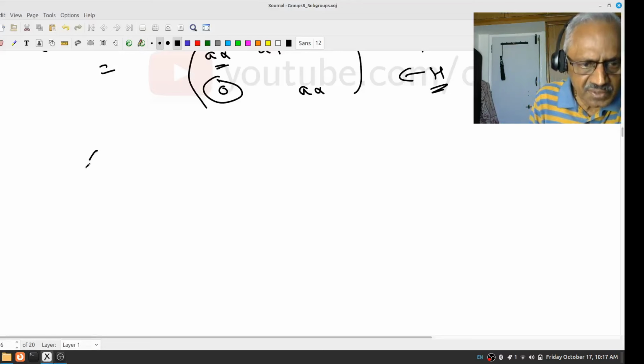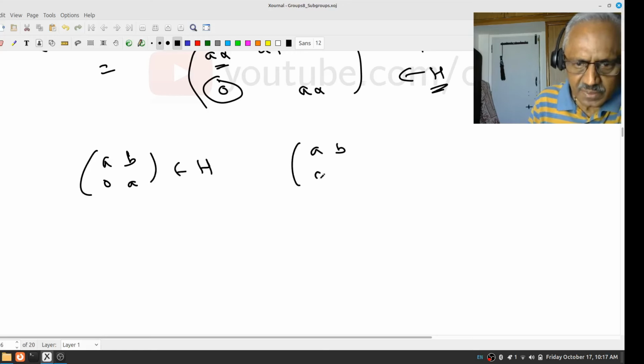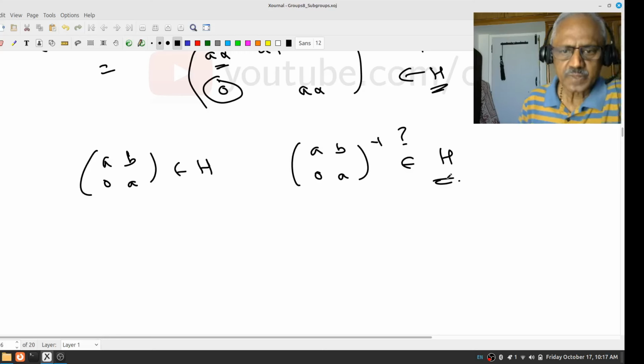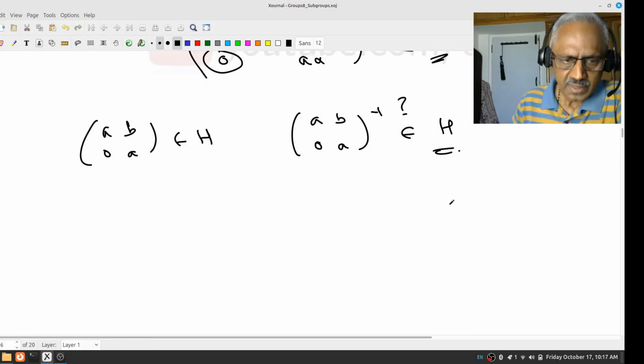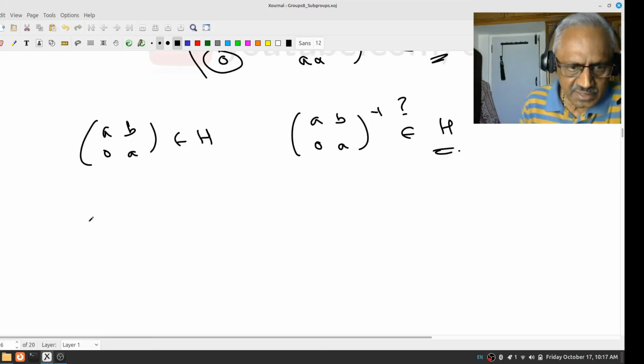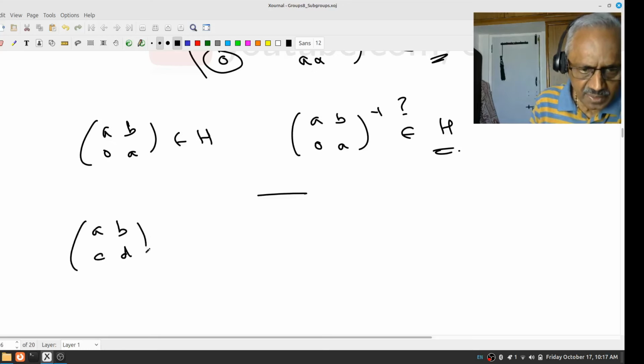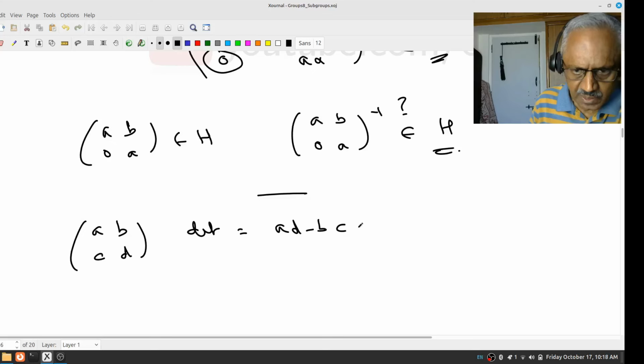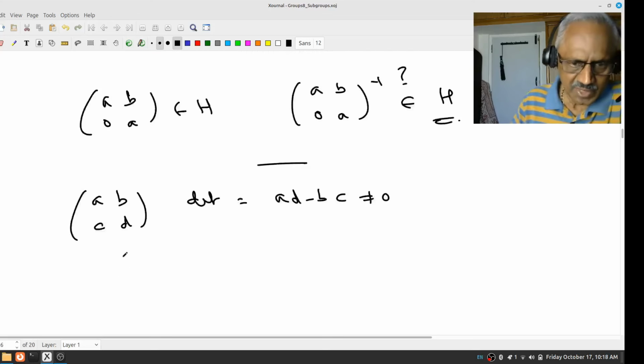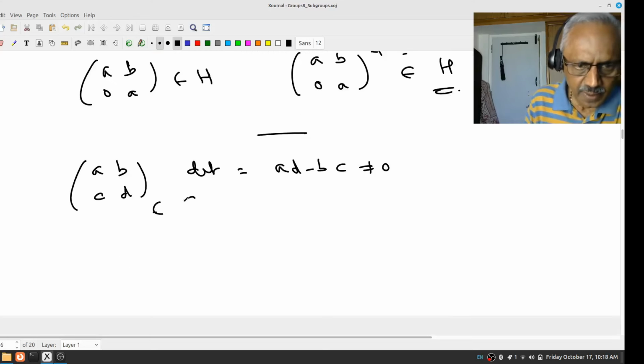The third condition is the inverse. You start with an element A, B, 0, A in H, and I have to check whether its inverse belongs to H. Okay, this is what I have to check. Now, how do I check it? Let us recall, all of you must have learned this even in higher secondary. If I have A, B, C, D, assume the determinant AD minus BC is non-zero because I am assuming it's invertible. This is an element of GL2R.